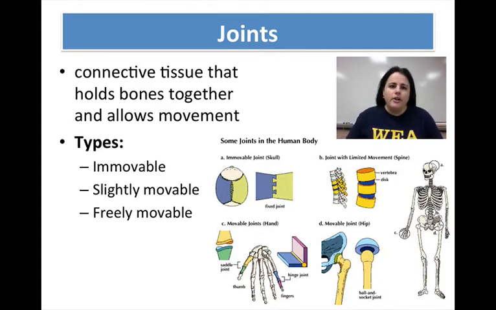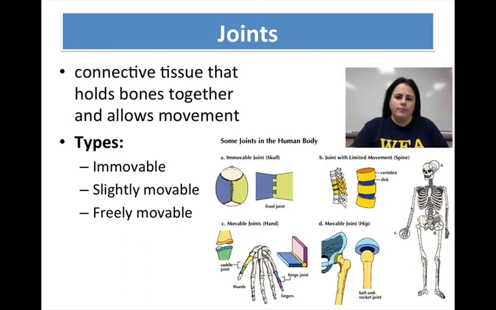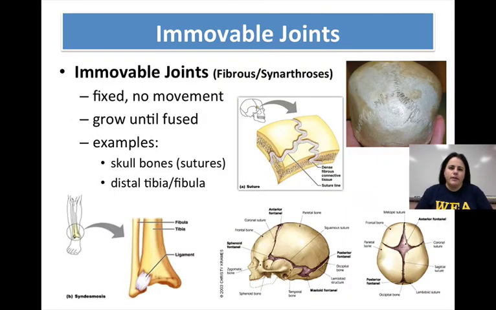But in general, you have a lot of connective tissue that holds the bones together in that articulation. This is where ligaments come into play. So a ligament holds bone to bone, and you're going to find most ligaments are located where joints are. There's three main types: immovable, slightly movable, and freely movable. An immovable joint is sometimes known as a fibrous joint or synarthrosis, and this is where there's no movement. So you're going to have two bones that grow together, and when they grow together, they fuse, and that's that, no movement.